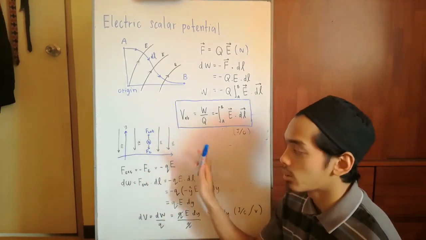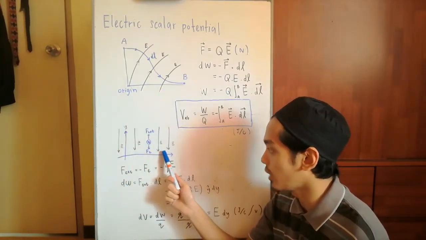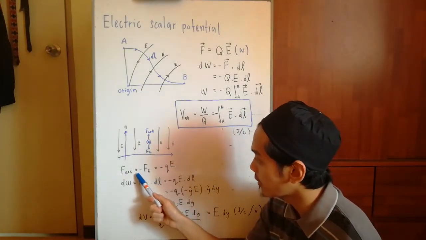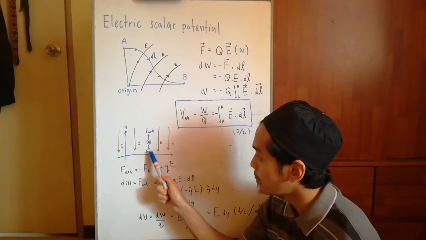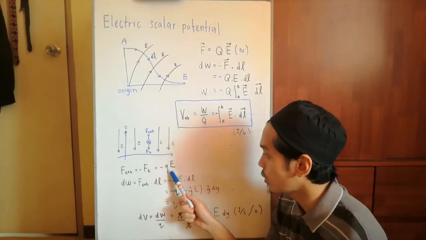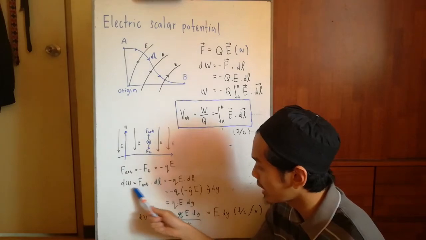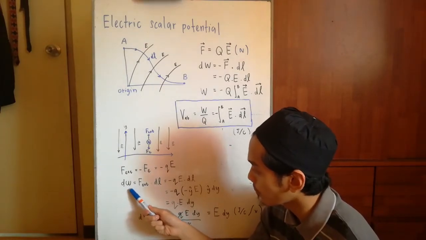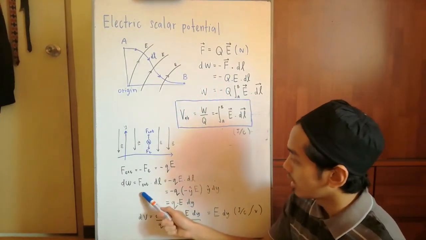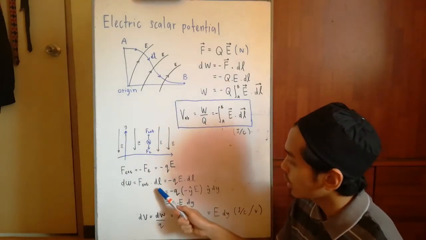In our case, we want to move the Q opposite to the direction of E. So F external will be negative F_E, because of opposing the electrical field, equal to negative QE. This is the formula. Then to find the differential amount of work, we also use this formula, F_EXT dot dl, where dl is the differential length.